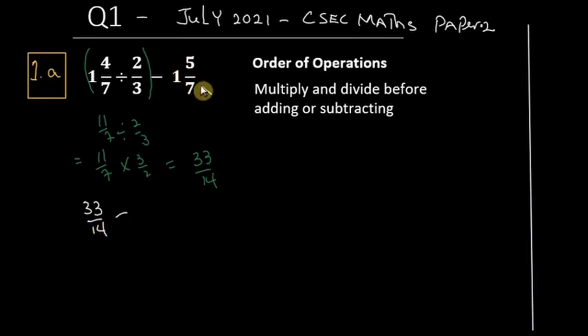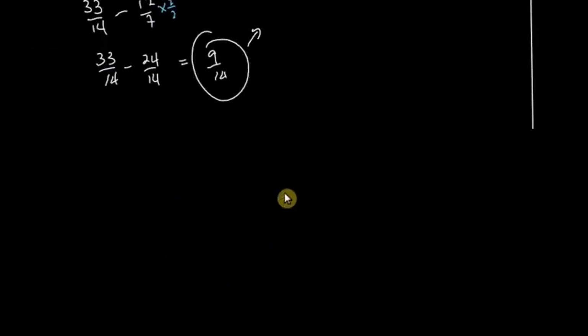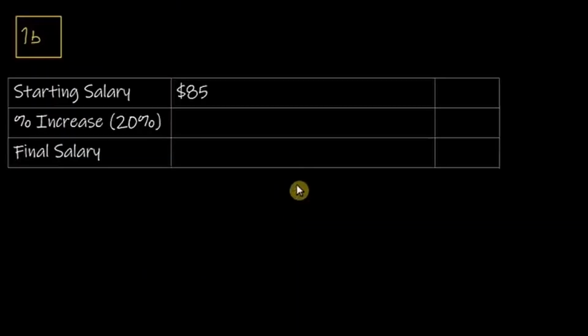So let's once again convert this into an improper fraction. So it would be 12 over 7. And if I quickly change so that both fractions have the same denominator, I could multiply the denominator and the numerator of this one by 2. And that will become 33 over 14 minus 24 over 14, which is equal to 9 over 14. Okay, so this is our first question. Let's move on to 1B.